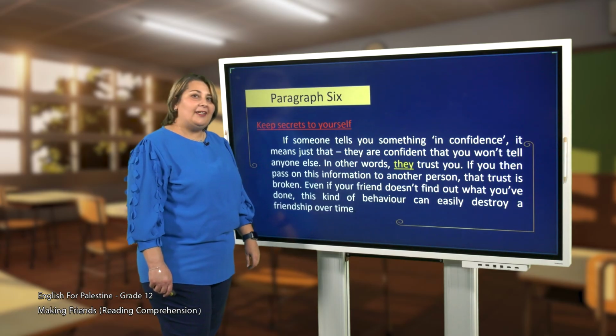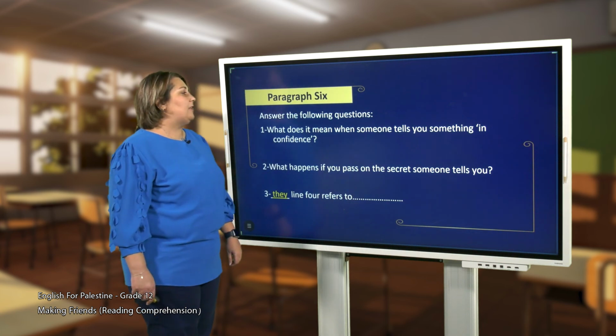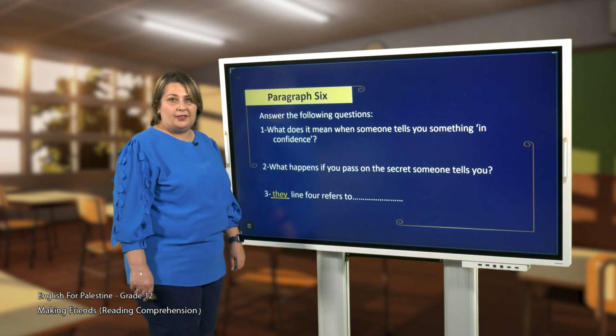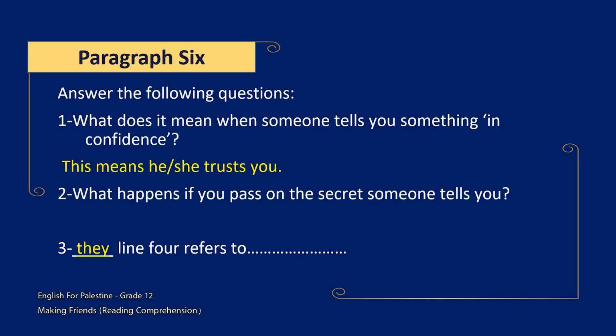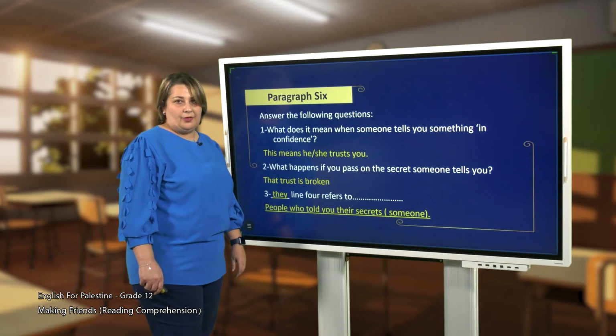Okay, let's check your answers right now. Number 1, what does it mean when someone tells you something in confidence? This means he or she trusts you. Number 2, what happens if you pass on the secret someone tells you? The answer is that trust is broken. And number 3, they, line 4, refers to? Yes, it refers to people who told you their secrets, or someone that told you their secrets.